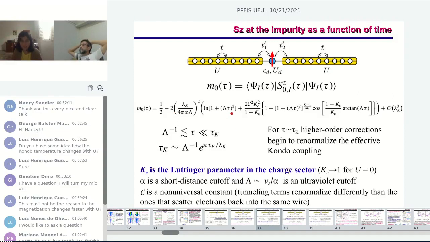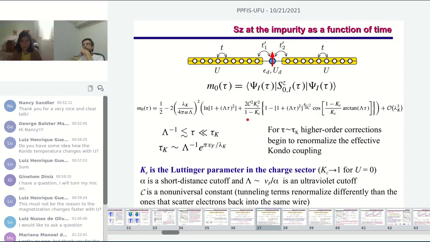In this term here, we don't have an explicit dependency on U, the interaction in the wire. But in the second one we have, because this K_c here is a Luttinger parameter that depends on U. It goes to 1 in the case of non-interacting system, but it is between 0.5 and 1 in the case of interacting system. So we get a term here that explicitly depends on U.